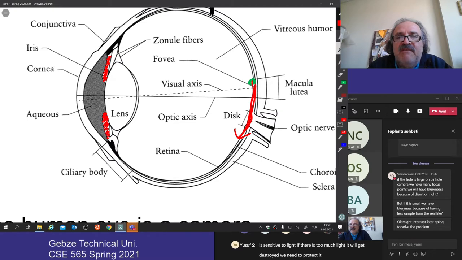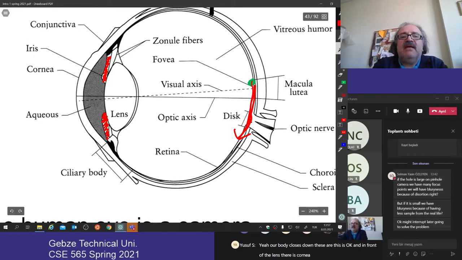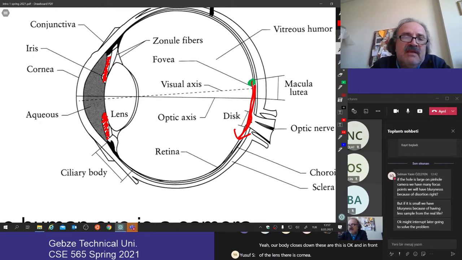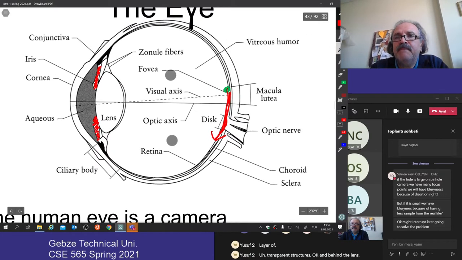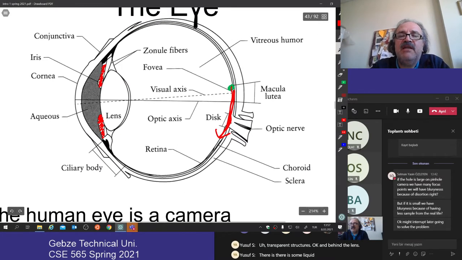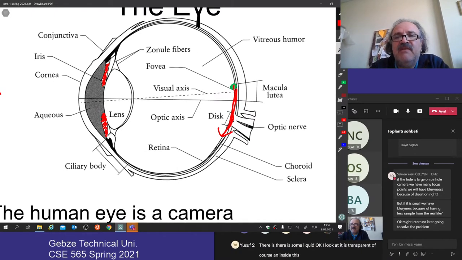So as a reflex, our body closes down these irises. And in front of the lens, there is the cornea, a layer of transparent structure. And behind the lens, there is some liquid, eye liquid. It is transparent, of course. And inside this eye, it is filled with liquid.